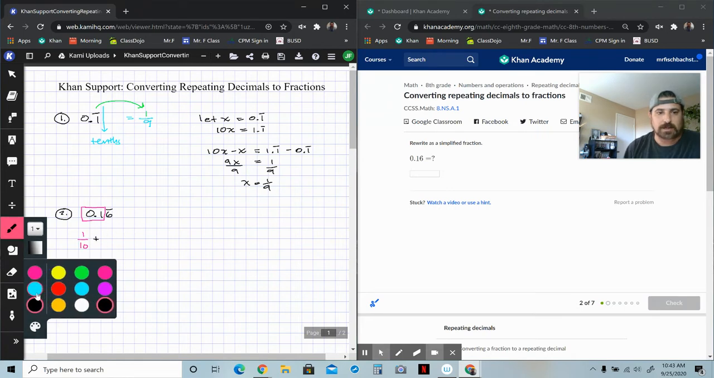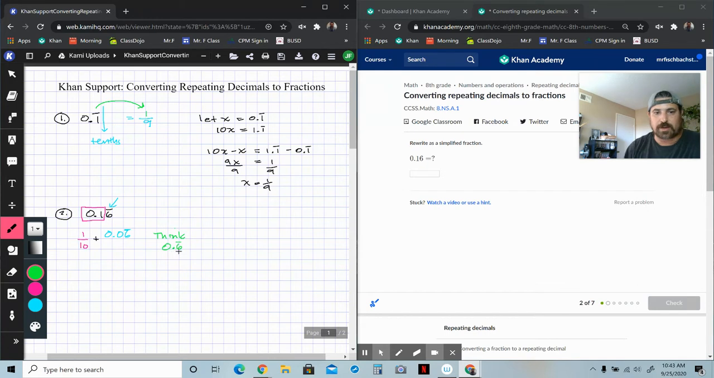Well, what is the repeating element? The repeating element is 0.06 with a bar just over the 6, right? So 0.06666666 forever. Now, you guys know how to write 0.6 repeating, because 0.6 repeating is just going to be 6 over 9, right? That's easy.